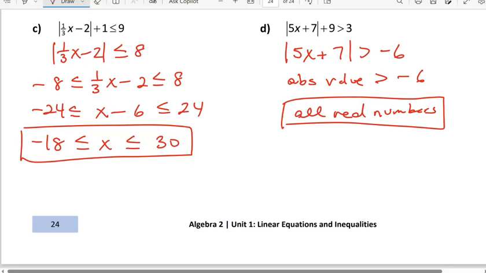This inequality yields an absolute value greater than a negative number. And since an absolute value gives you a positive or 0 result, positive numbers or 0 will always be greater than -6, so this is true for all real numbers.